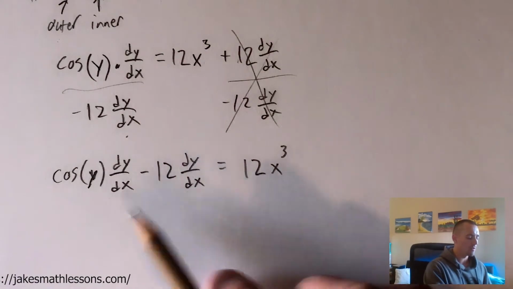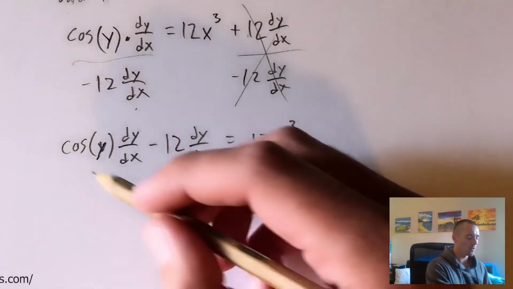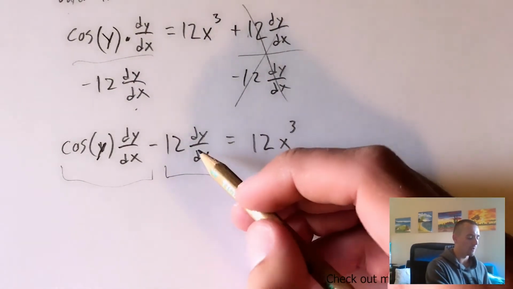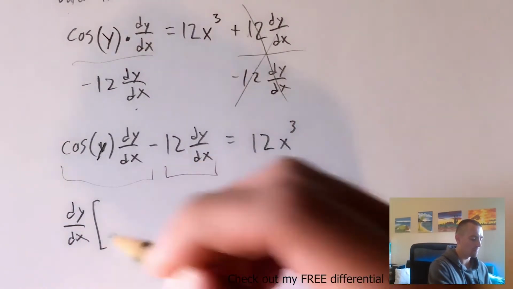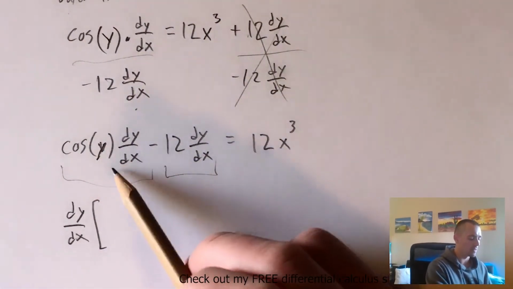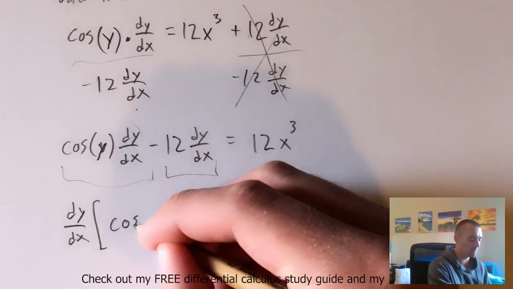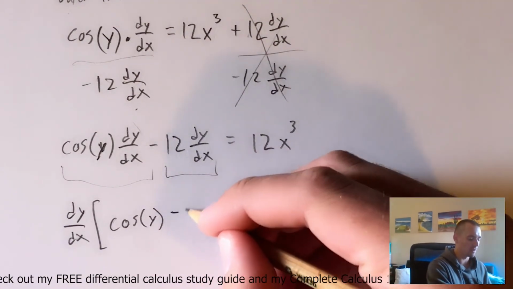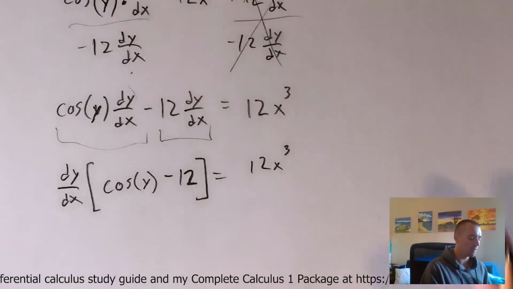this. So now that we have all our dy dx terms on one side of the equation, since both of these terms on the left side of our equation have a dy dx in common, what we can do is factor that out. So we can factor out dy dx from both of these terms. And if we take the dy dx out of this term, we're just going to be left with cosine of y. If we take the dy dx out of this term, we're just going to be left with minus 12. Now we only have one dy dx.